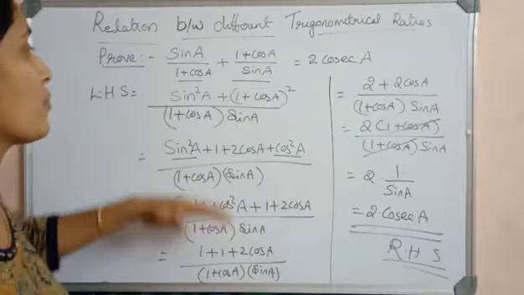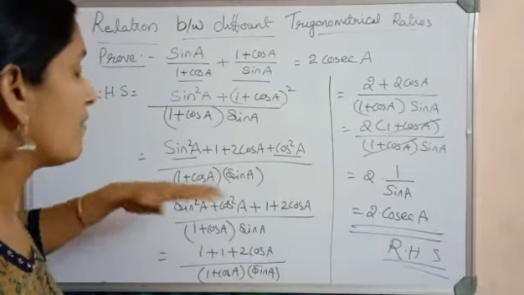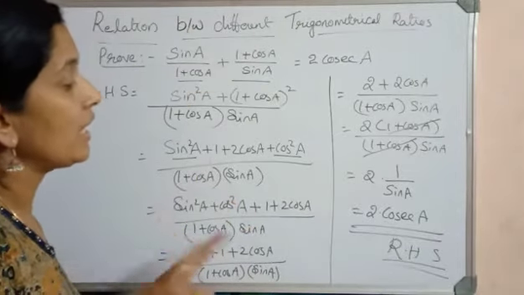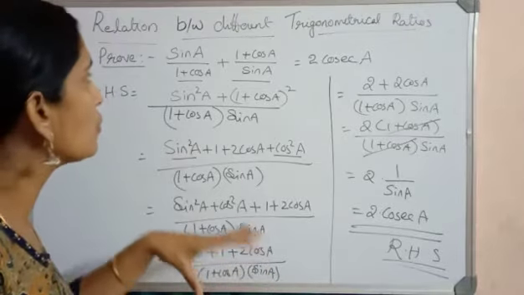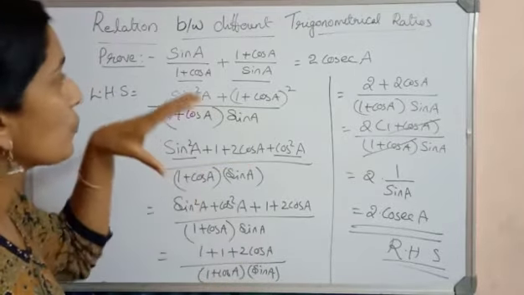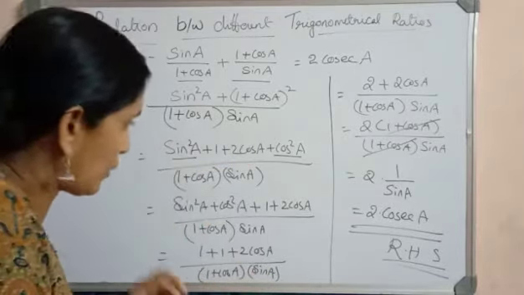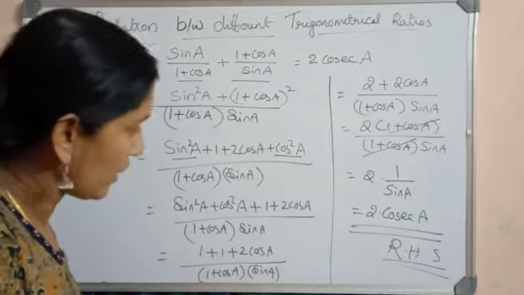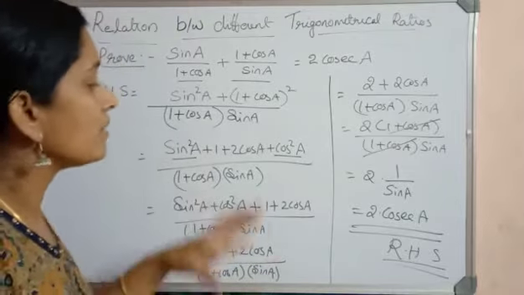So this is how we can prove the given identities. Whenever you prove any identity, you need to remember you have to use the relations of different types of trigonometrical ratios. That is the reciprocal relation, quotient relation and the square relation.